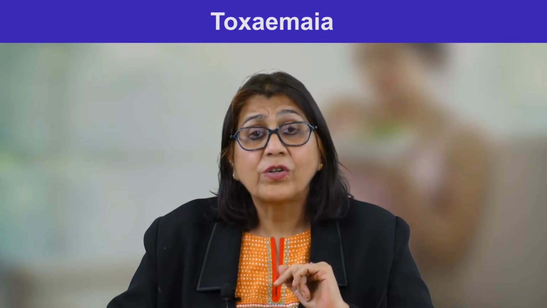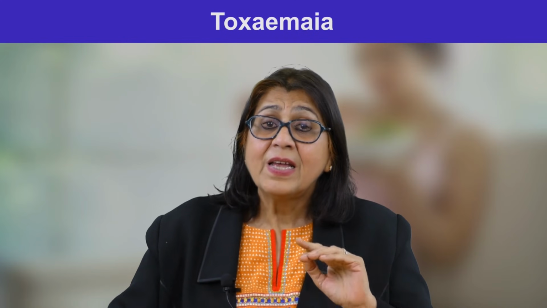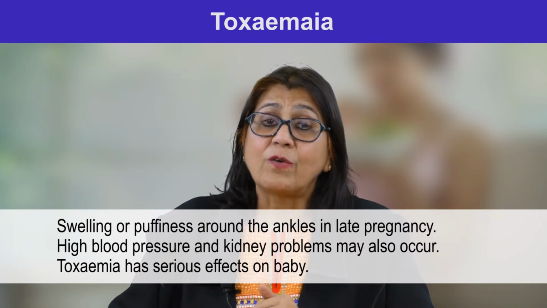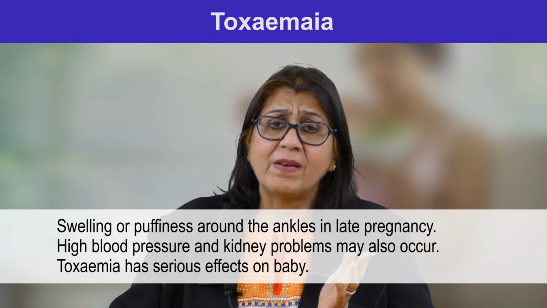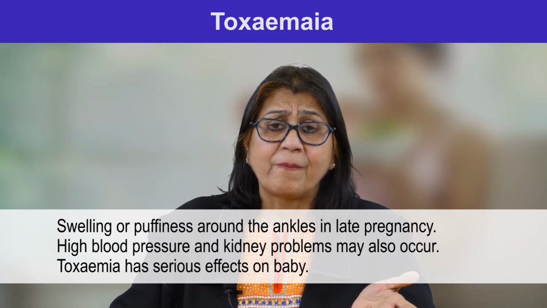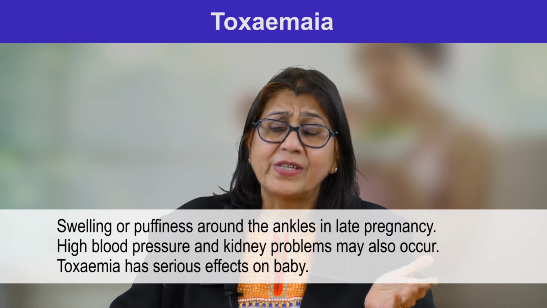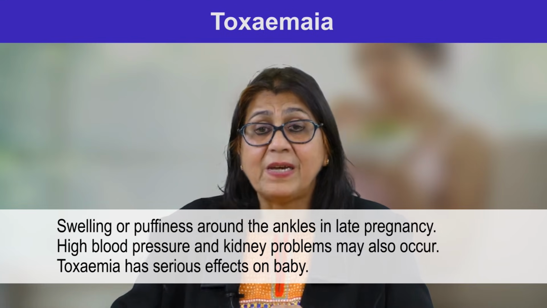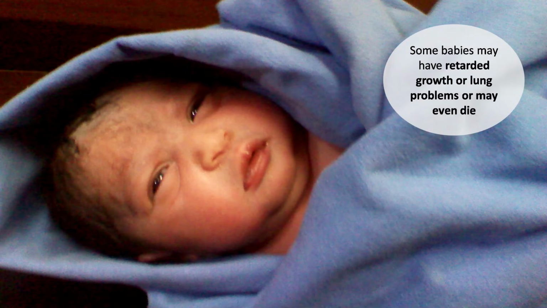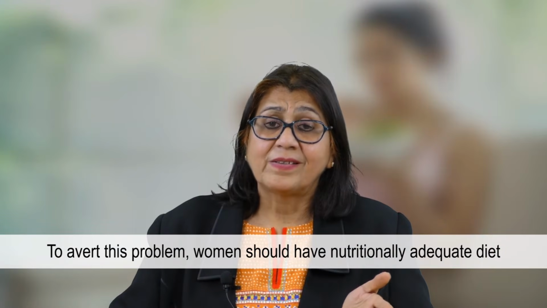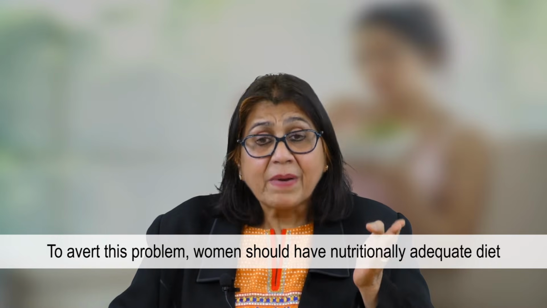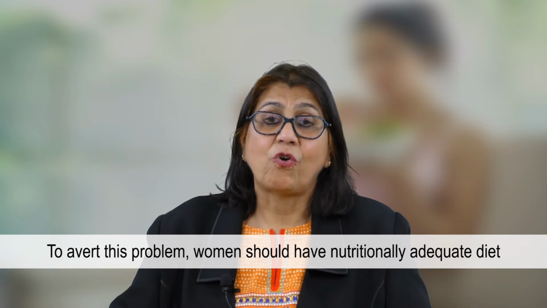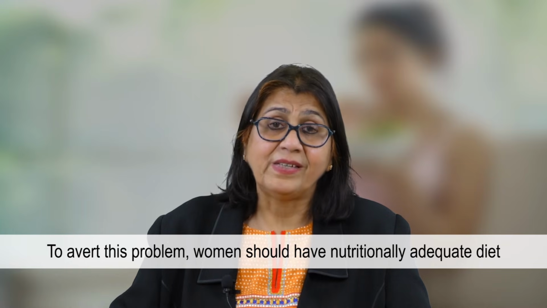Another problem is toxemia, which is the swelling or puffiness around the ankles observed in some pregnant women. There will be high blood pressure. There may be kidney problems. This can seriously affect the baby, and the outcome can be retarded growth or lung problems. To avert this, the woman should have a nutritionally adequate diet. Based on the advice given by the doctor, women can avoid these.